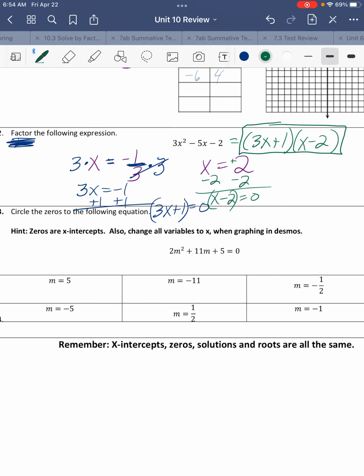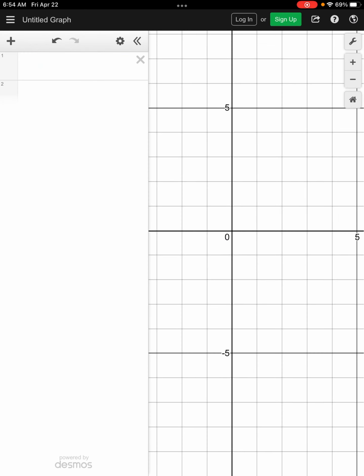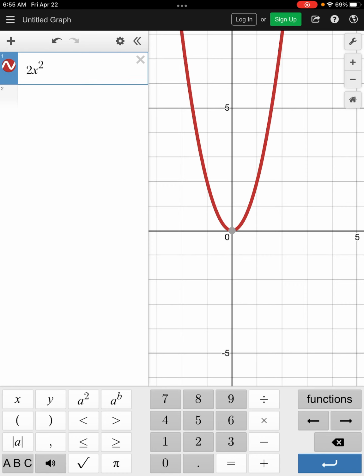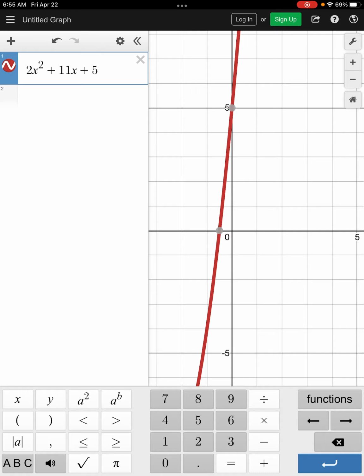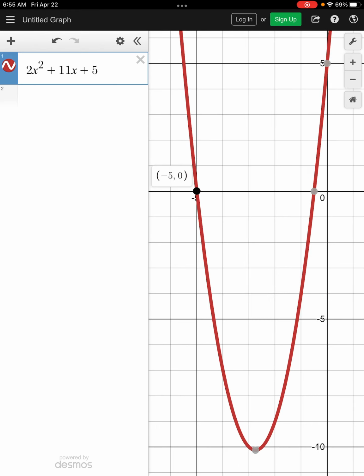Last problem. So we have 2m squared plus 11m plus 5 equals 0. First thing we need to do, make sure you change the variables to x. So we're going to have 2x squared plus 11x plus 5, and that's going to equal 0. Let's put that into Desmos. 2x squared plus 11x plus 5. Let's find those x-intercepts. So we have one x-intercept here at negative 5.